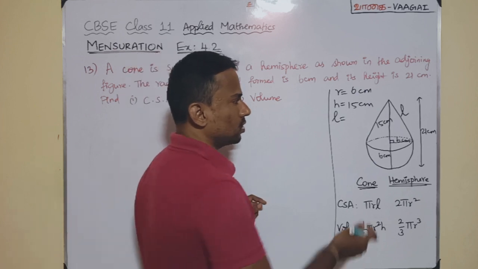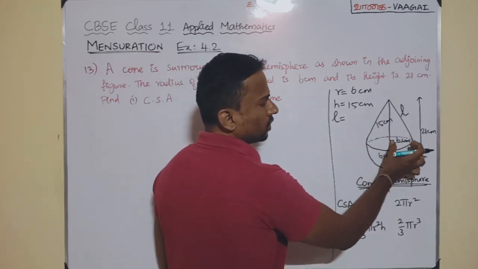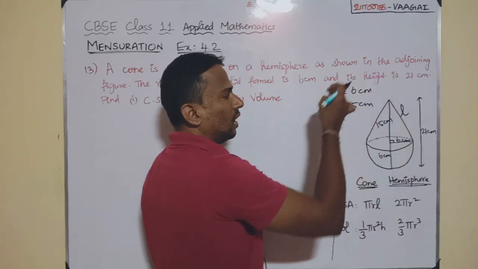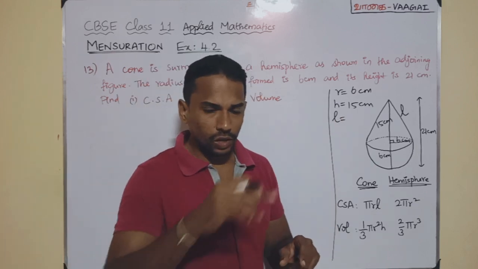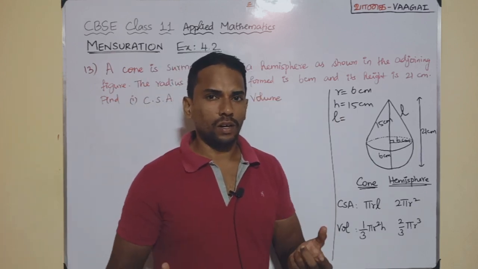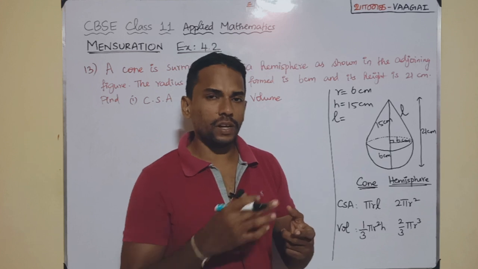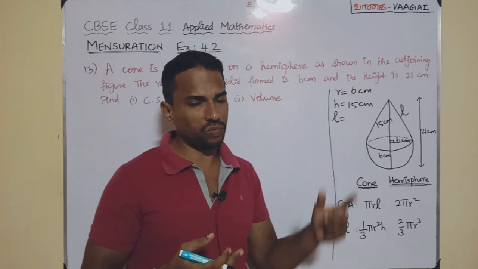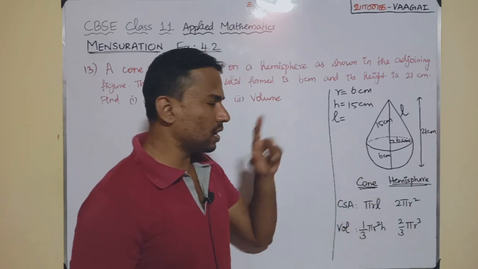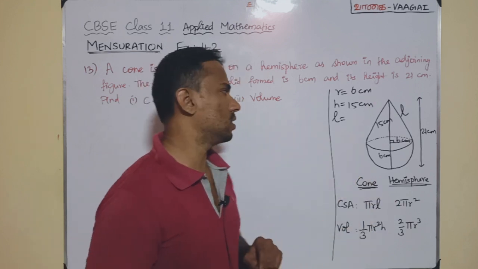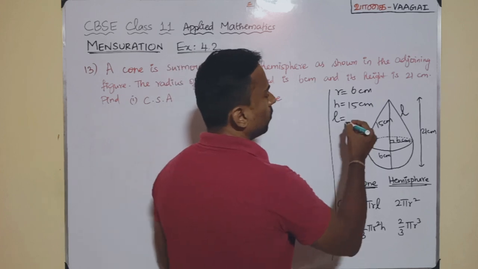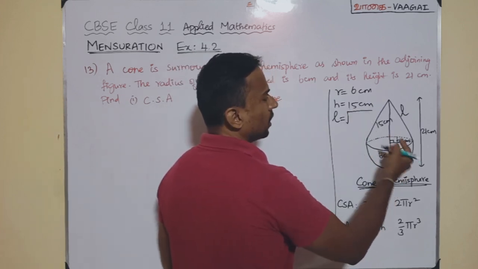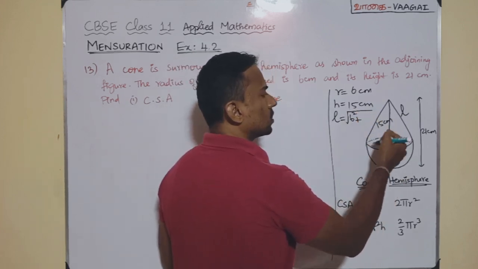Why? Because the height of this cone and radius of this cone along with the slant height of the cone, those three sides will make a complete right angle triangle when you complete it, and hence I can use the Pythagoras theorem to find the missing side, which is l. So l will be nothing but the square root of this radius 6 square plus 15 square.